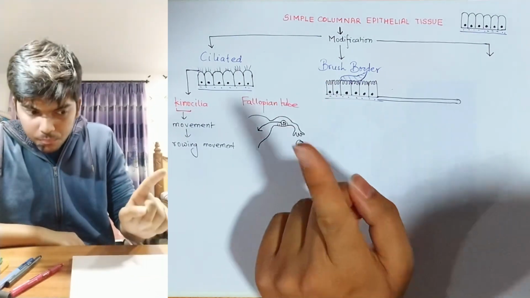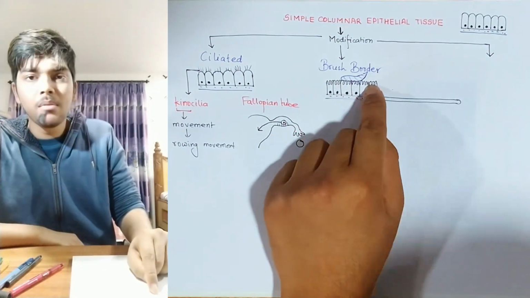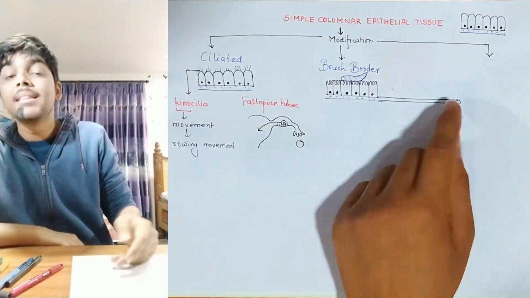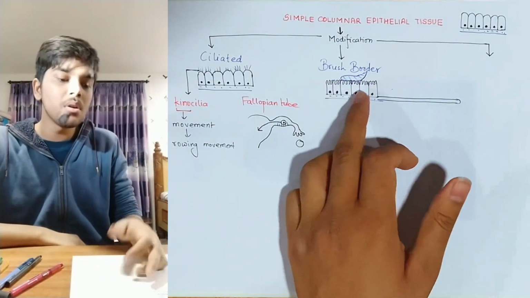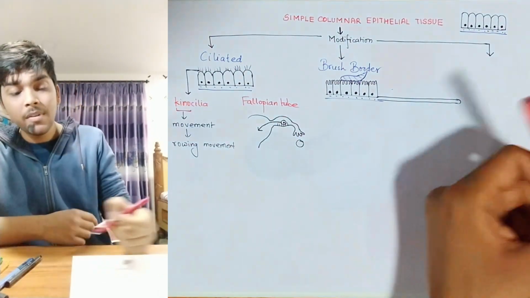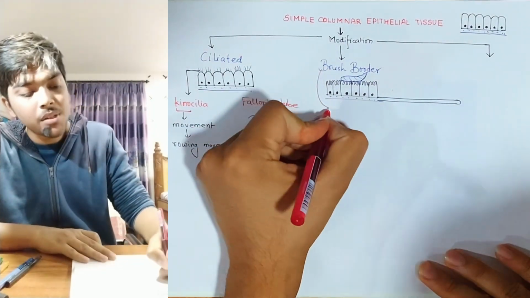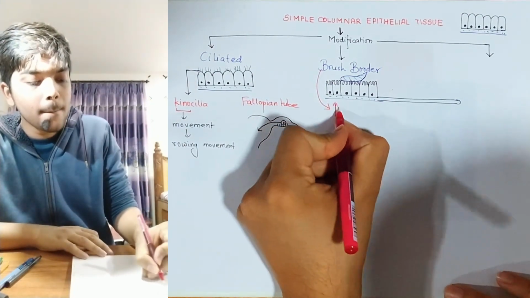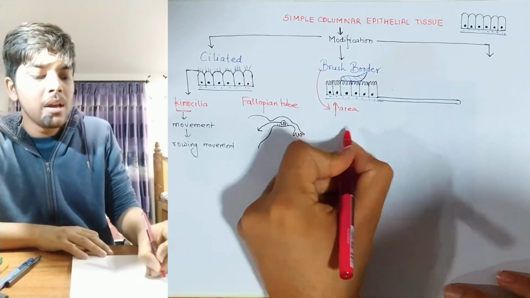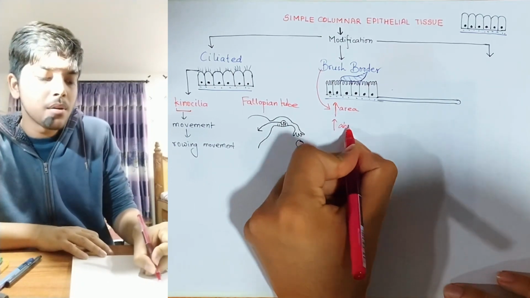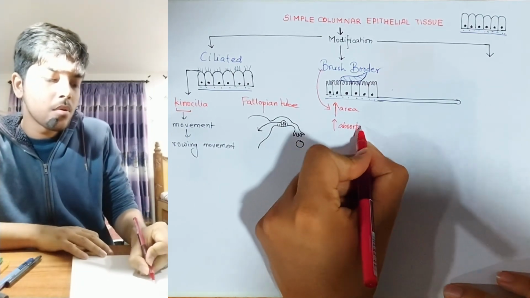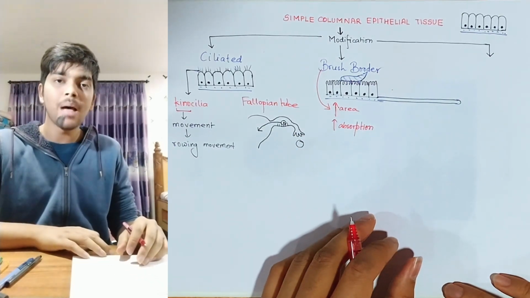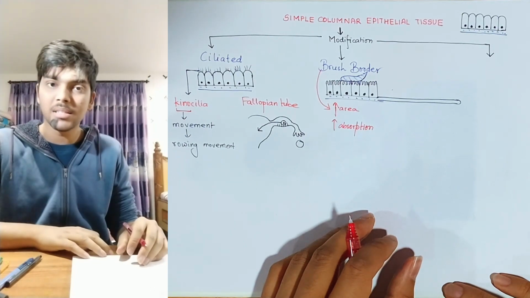Anyway, so the border looks like the border of the bristles of a brush. That's why it's known as brush border epithelium. What's the significance? I've already mentioned in the previous lecture. Having a brush border increases area. Increase in area increases absorption. So where is it found? It's found in those places where absorption is necessary, like your intestine.